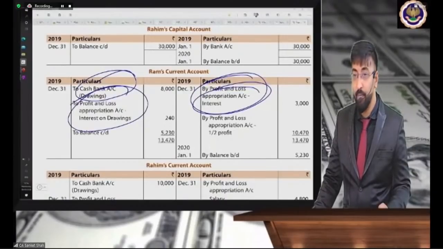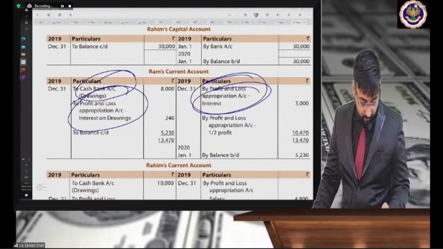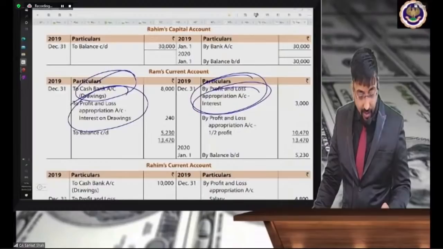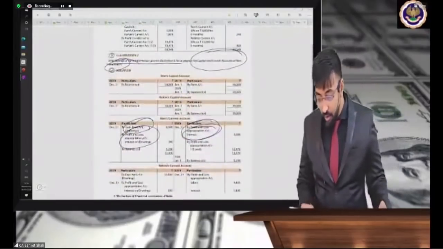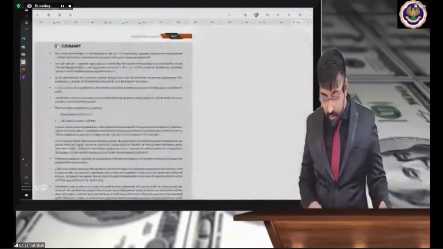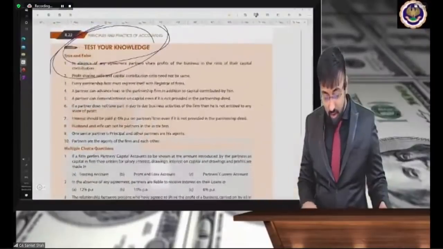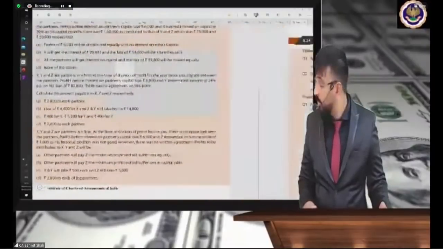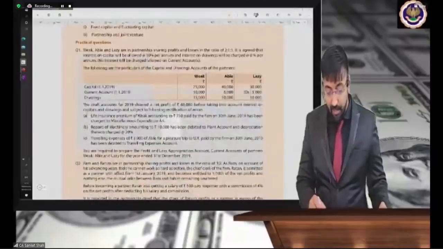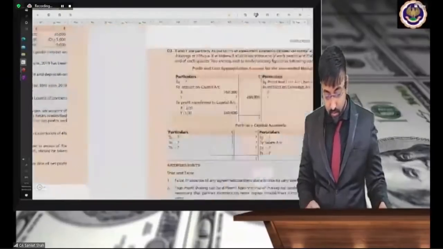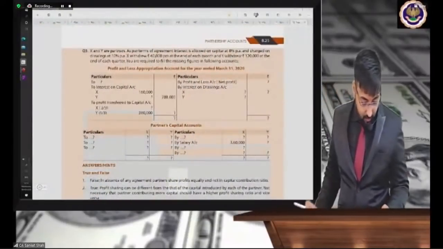Any other question? Gorlin is asking about TYK. I am going to consider TYK, which stands for Test Your Knowledge. This is called TYK, Test Your Knowledge. This practical question you have to solve, ILU 1, 2, 3.